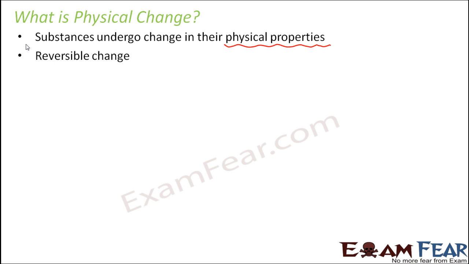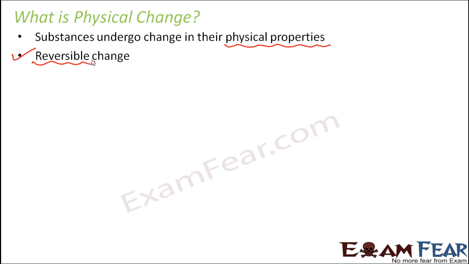Now, mostly the physical changes are reversible changes. Reversible, something which can be reversed. That means the change has taken place and again the change can come back. Let's take a very simple example of your haircut. Hair is a physical property. It is something which can be seen from outside. The length of the hair can be measured from outside. So it is a physical property.